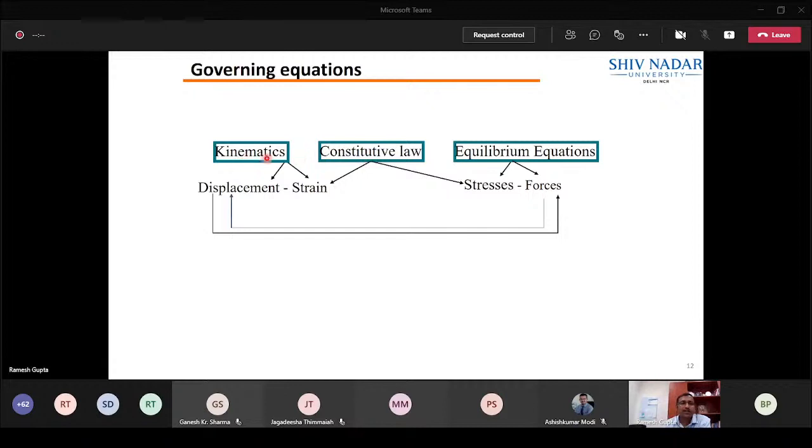There is another set of quantities or equations which we call kinematics, where it is relating the displacement and strain. For example, we will look at a very simple case, and it will be more illustrative how these quantities are connected to each other, how these three sets of equations will lead to a solution. For example, equilibrium equations relate the stresses and forces. So once you apply the force, through this set of three equations which are connecting one to another, forces are connected to stresses, stresses are connected through the constitutive law to strain, strains are connected to displacements through the kinematics.